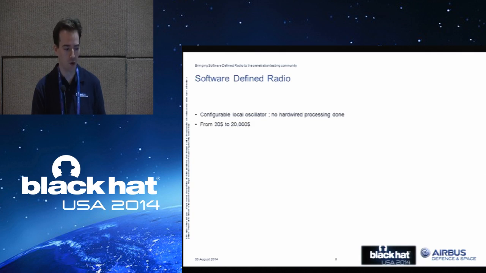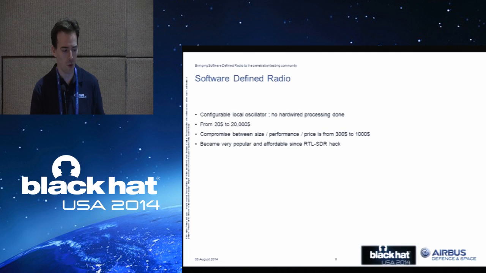It comes from $20 up to $10,000, maybe more. The compromise we found between the size of the appliance, the performance, and the price is that you can just grab a software-defined radio card from $300 to $1,000, and you'll be fine. And it became very popular and affordable since RTL-SDR. Those are the ones for $20.